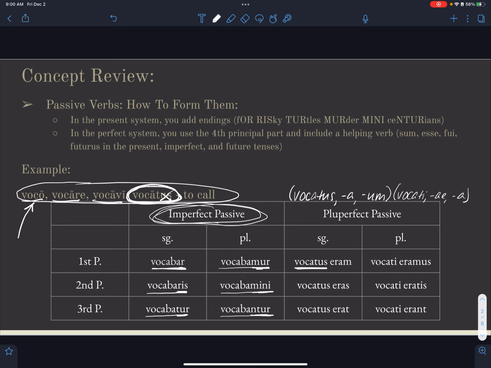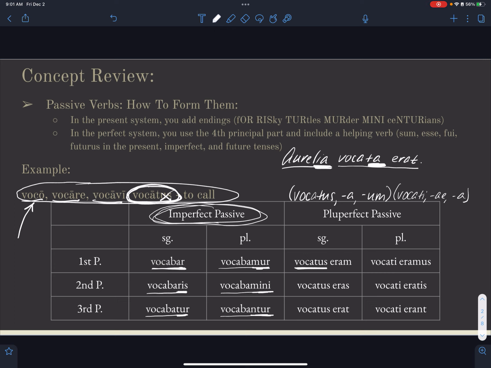Aurelia vocata erat. Aurelia had been called. The reason this ending has to be vocata is because it has to agree with the subject in gender, number, and case.